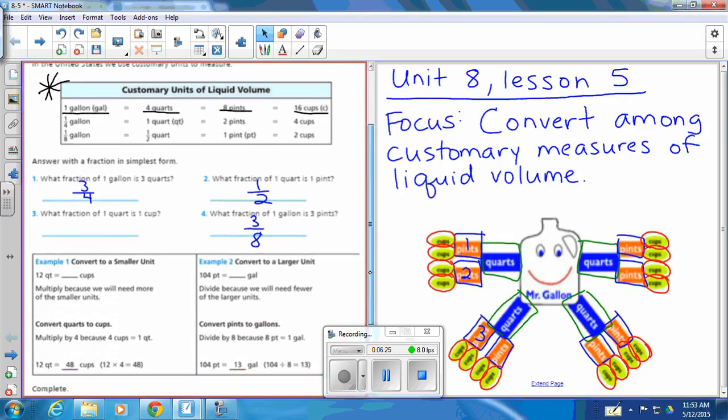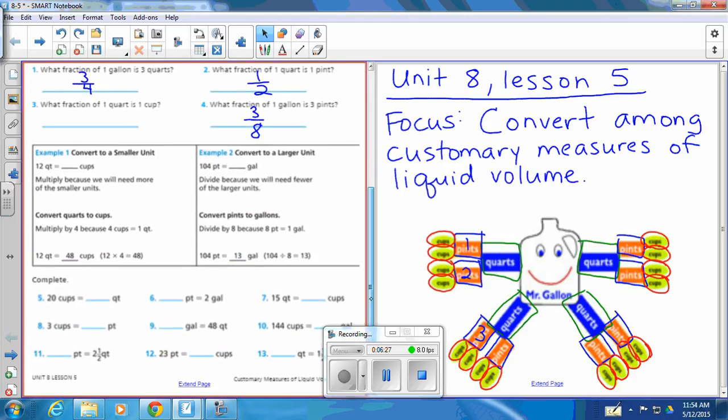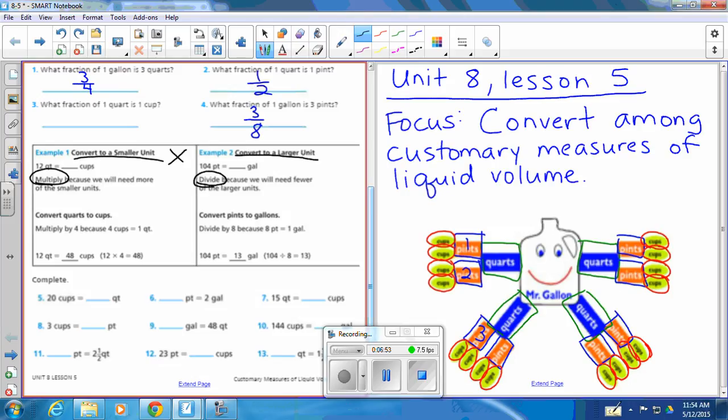So there's some examples there of how to think about those conversions. And then when you get down to the conversion part, notice, remember our motion when we're going from something large to something small, convert to a smaller unit. What do we need to do? Multiply, okay? And our arms create that X for us in that motion. When we convert to a larger unit, we need to divide because we're going from small to large.